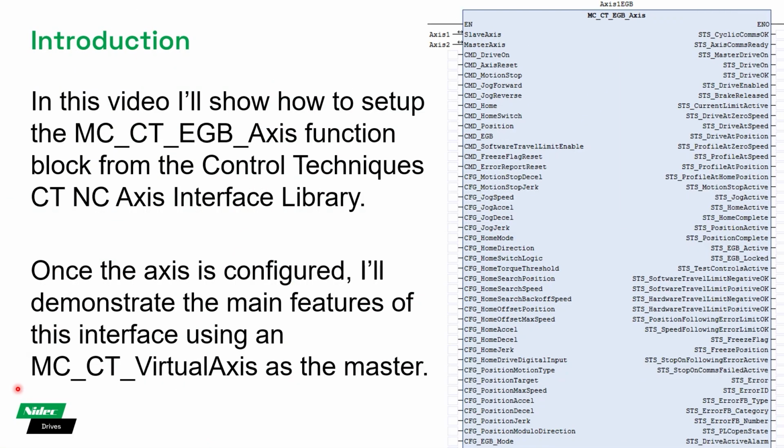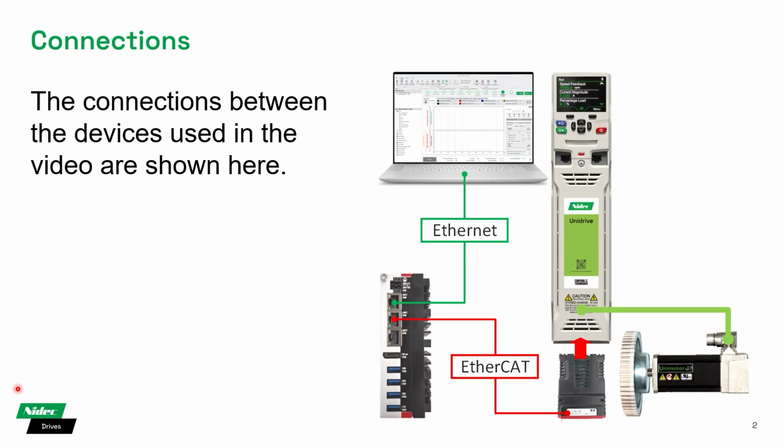Hi, welcome to this video where I'll show how to set up the MC-CT EGB axis function block from the Control Techniques CT NC Axis interface library. Once the axis is configured, I'll demonstrate the main features of this interface using an MC-CT virtual axis as the master reference. So in terms of the connections and hardware, I've got a laptop.